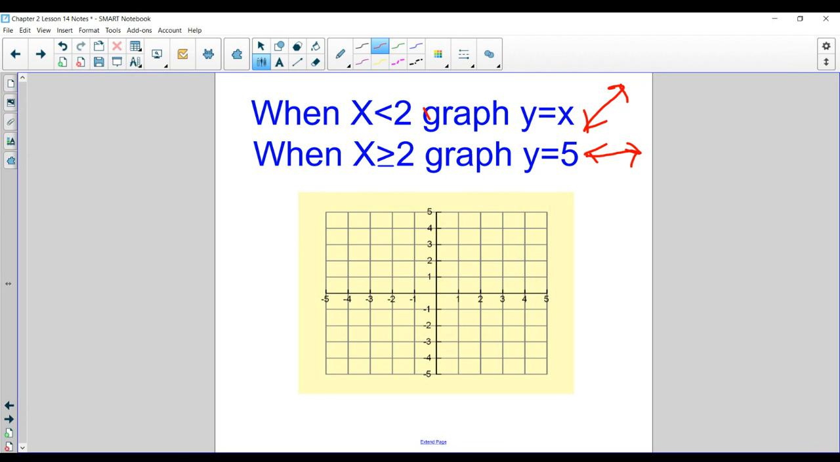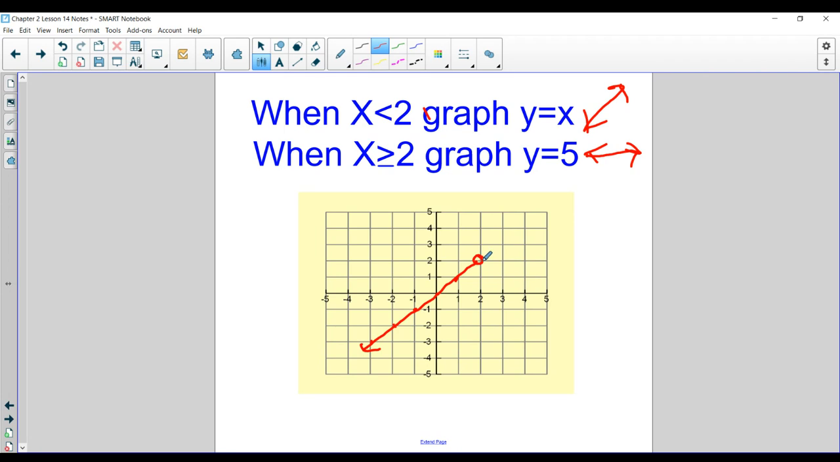Okay, so I want the line y is equal to x when x is less than 2. So if x is equal to 2, y would be equal to 2 as well. So my graph for this first piece is essentially going to start right there. And then I want x values that are less than that. So an x value of 1, an x value of 0, an x value of -1, and so on, all the way down. So that would be that piece of the graph.